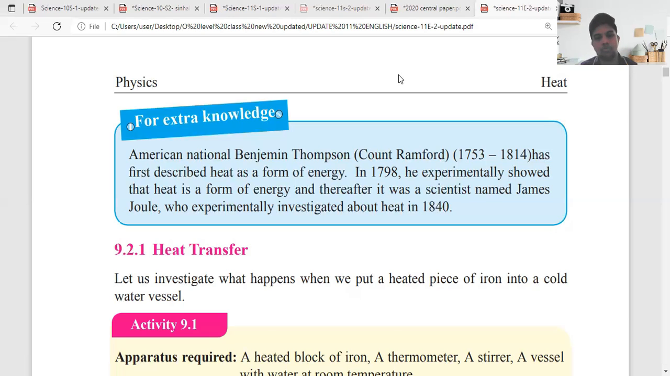Benjamin Thomson first described heat as a form of energy.